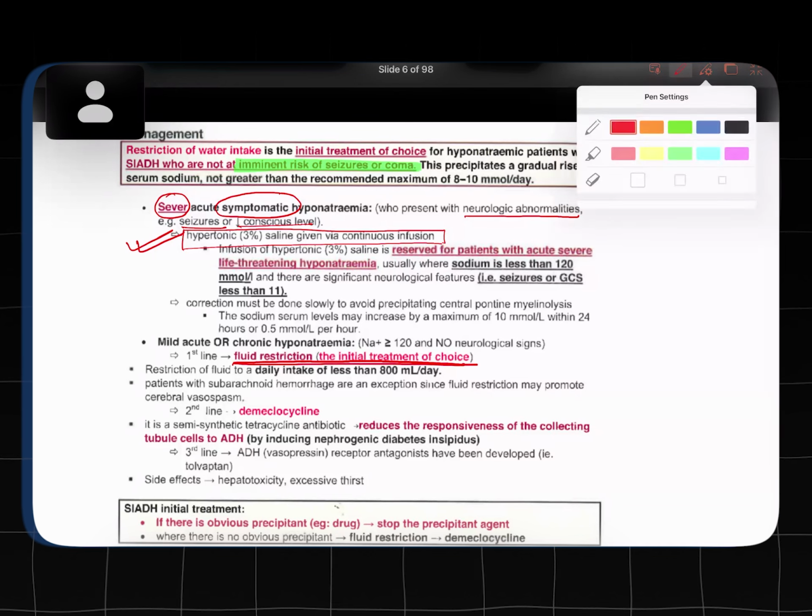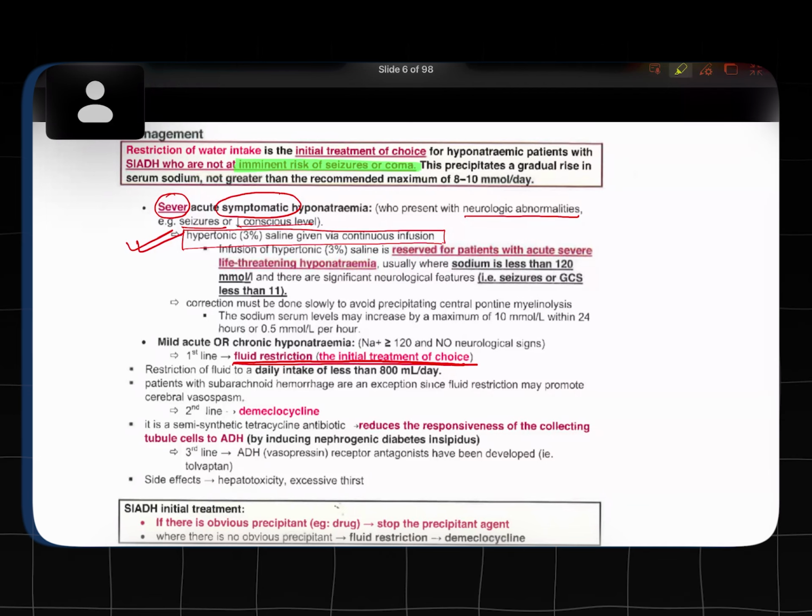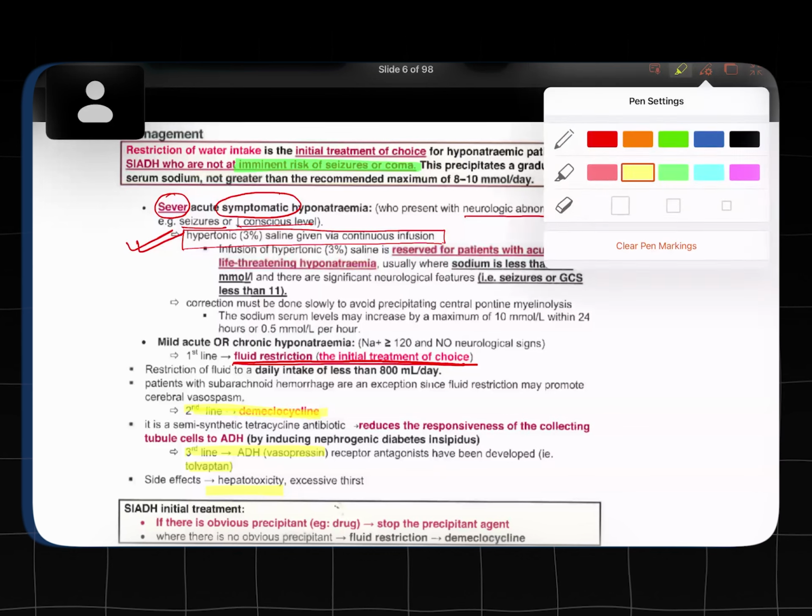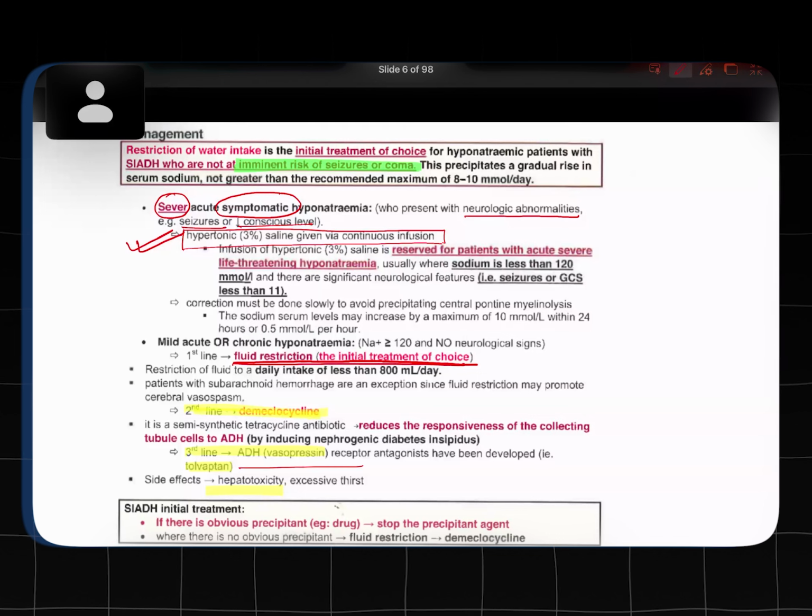What about other options? Other options rarely come in MRCP part 1. They can come in part 2. Second line is demeclocycline. Third line is ADH antagonists, that is vasopressin antagonists, like tolvaptan. But for tolvaptan there are side effects, especially hepatotoxicity. So another MCQ: before starting tolvaptan, you have to look at the LFTs. LFT investigation needs to be done, or if hepatotoxicity is already there, then tolvaptan you cannot give.